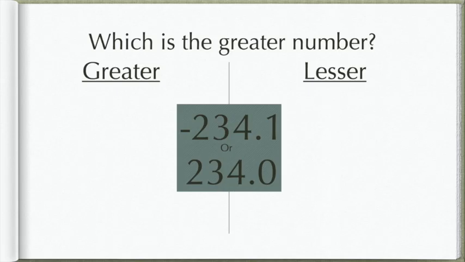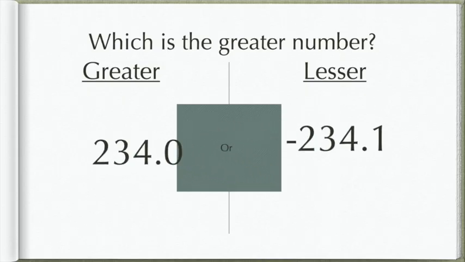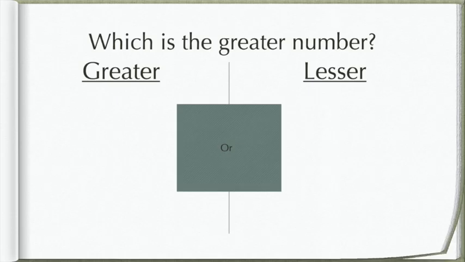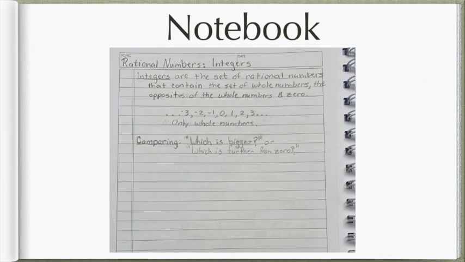Negative 234.1 or negative 234.0. Well, if they were both positive, the 234.1 would be greater. But because that one is negative, the rule was all positives are greater than all negatives, or any positive is greater than any negative. So therefore, negative 234.0 is actually greater. So that's comparing the size of integers.